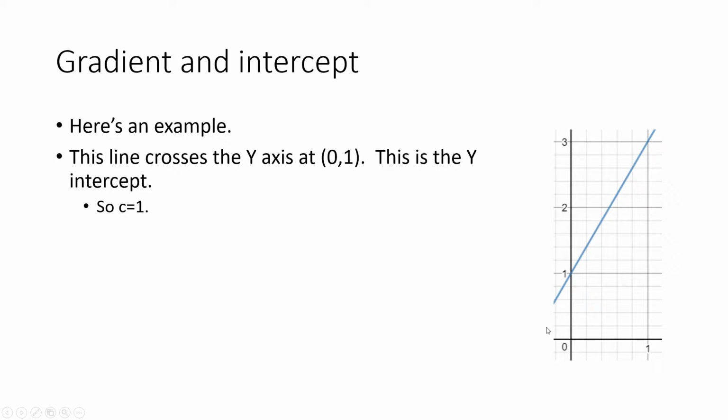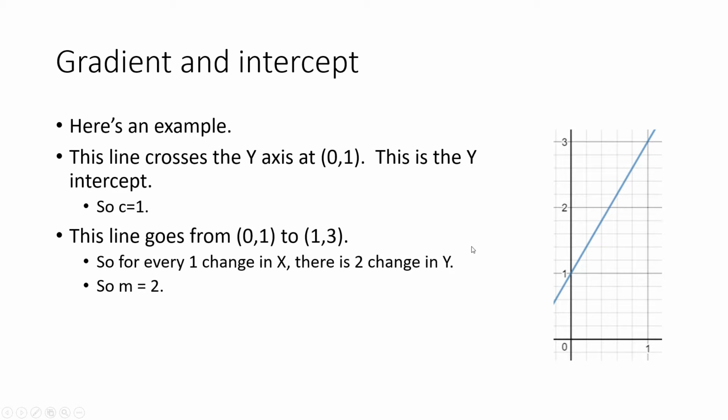This line crosses the y-axis at (0, 1), so therefore c equals 1, that's the y-intercept. The line goes from (0, 1) to (1, 3). So there's one change in x, that's your run, and there's two change in y, it goes from 1 to 3, so that's your rise. So for every 1 it runs along, it rises 2. 2 over 1 is of course 2, so m is 2, you've got a slope of 2, a gradient of 2. So c is 1 and m is 2, y equals mx plus c, 2x plus 1 in other words. That's the formula of that line there.